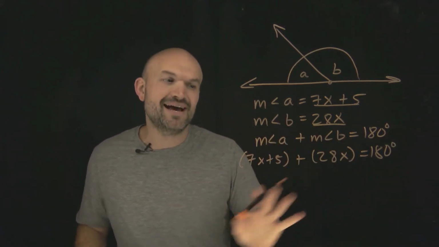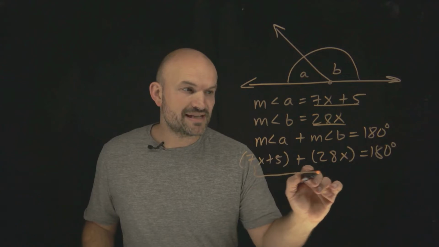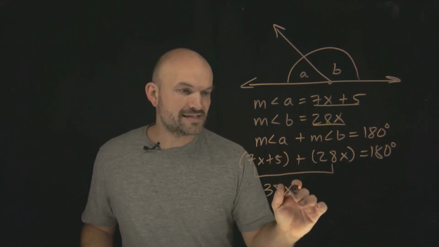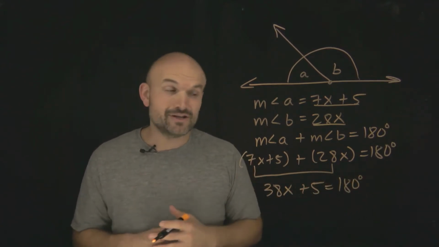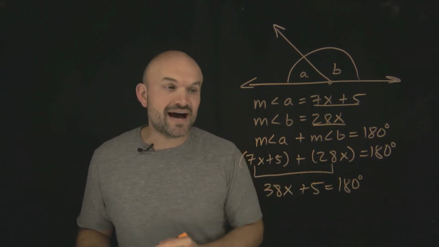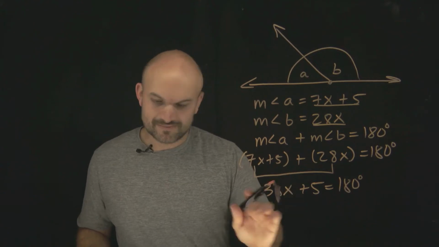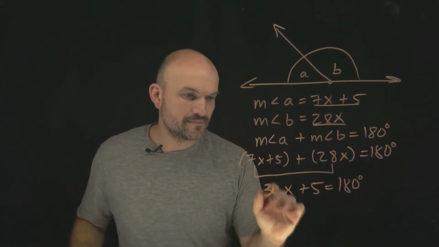Okay, so let's now combine our like terms, so that we can solve. So I have a 7x plus a 28x, which is going to be 35x, and then I just have a plus 5 is equal to 180 degrees. Now I can use this as a two-step equation: subtract the 5 and then divide by 35. And that's actually 7x plus 28x is going to be 35x, so let's go ahead and fix that.